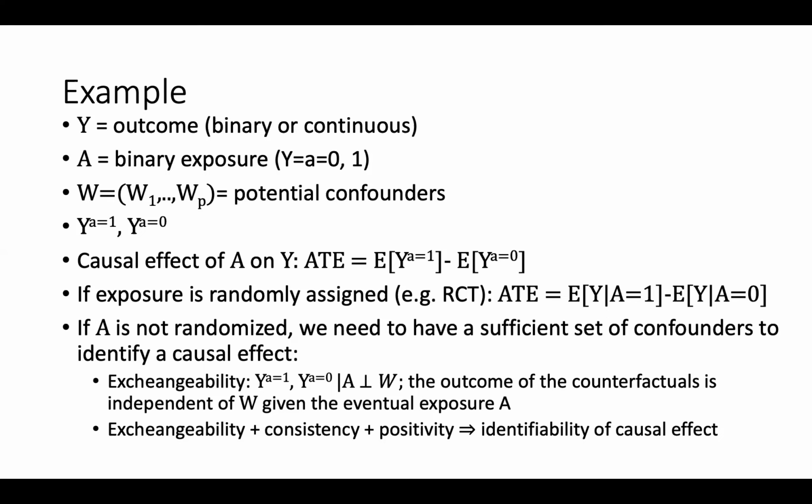Now, under some conditions, which I'm not going to go over, the first one is exchangeability, essentially conditional exchangeability. The importance of this condition is essentially that we have no unmeasured confounders. So this first condition implies that W, the set of all covariates, captures all the confounding. And there are other conditions: that's the first one, then consistency and positivity. Consistency is more technical. Positivity is that everybody can receive the treatment.